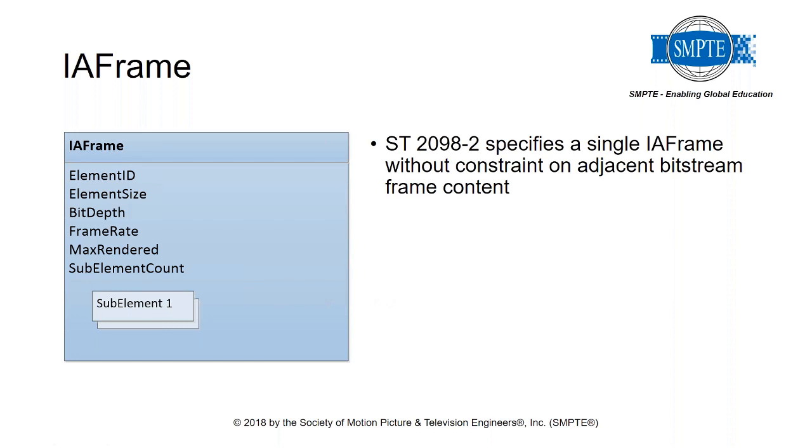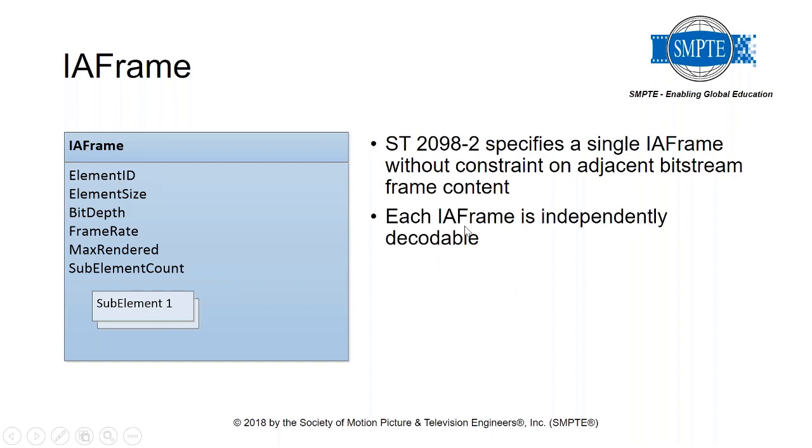I think it's important to point out that the bitstream's specification specifies a single immersive audio frame. That's what it really defines, and it does not constrain bitstream content with regards to adjacent frames. Each IAFrame is independently decodable, so you don't have to refer to any frames prior to or subsequent to the frame you're looking at.